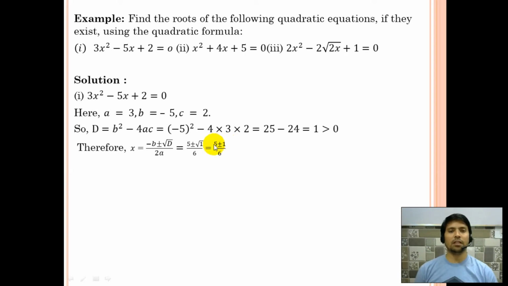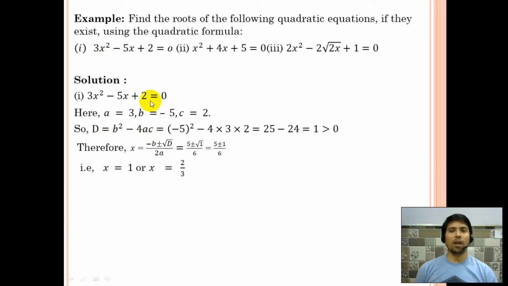Firstly we will take the positive sign and then the negative sign. If we take the positive sign, this is 5 plus 1, 6, and 6 upon 6 is 1. If we take the negative sign, this is 5 minus 1, 4, and 4 by 6 is 2 by 3. So these are the two answers which are real. So we have discussed this part and we got the value of d.